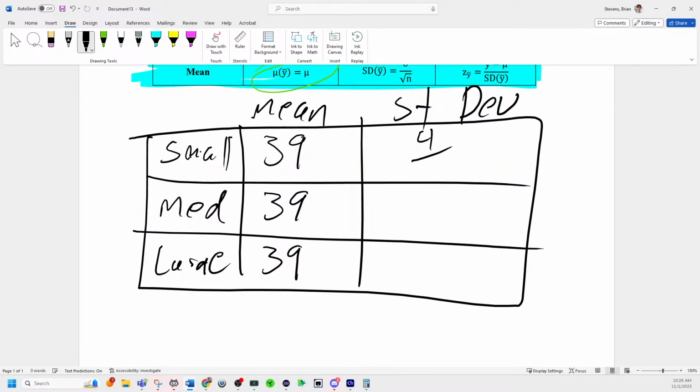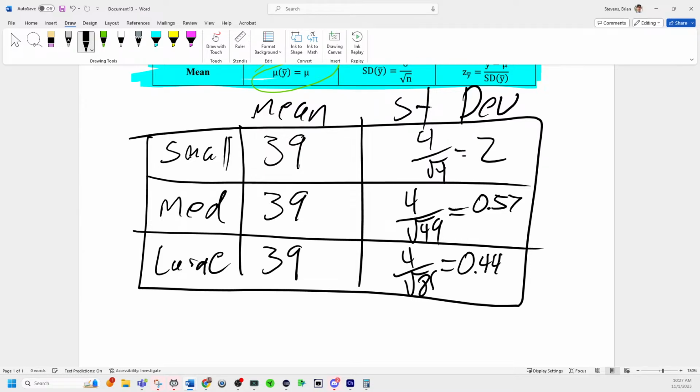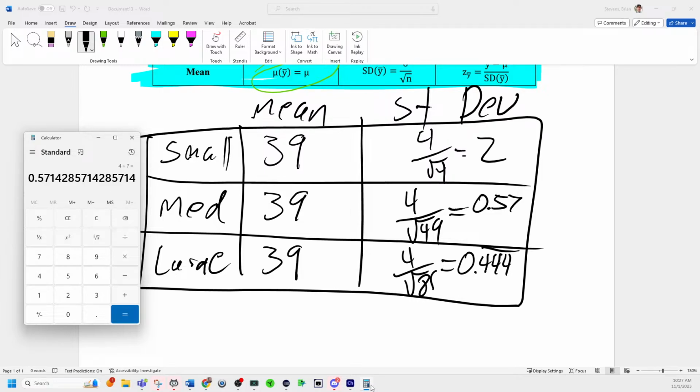We take 4 and we divide by square root 4. We take 4, we divide by square root 49. We take 4, divide by square root 81. And this is equal to 2. This is 4/7, which is 0.57, we'll check our numbers right there. I think it's about that. And that is equal to 0.4444 repeating right there. Let me check my 4/7. I kind of know that one off the top of my head. It is. Good. And there we go.